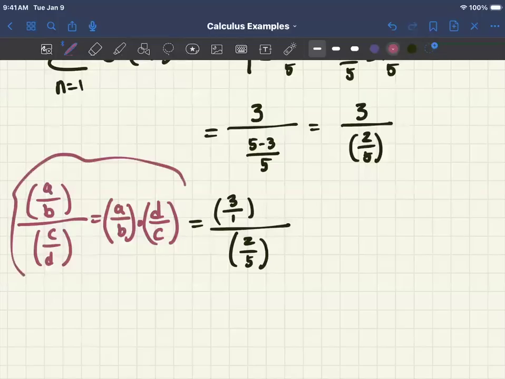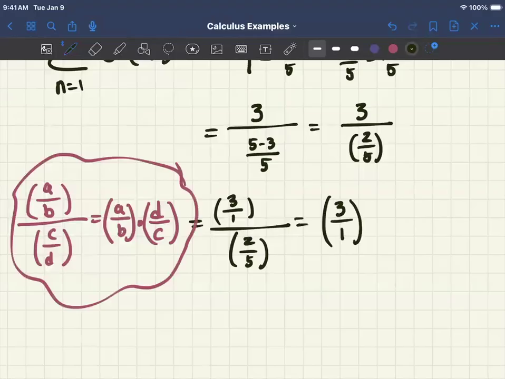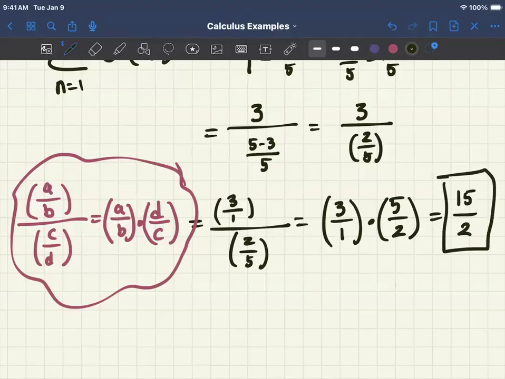The reason why this is so useful is because now we end up with 3 divided by 1 times 5 over 2, which can be written as 15 halves, which is a much better solution than 3 divided by 2/5. It just looks better. So knowing that little bit of extra algebra is a really good step to help.